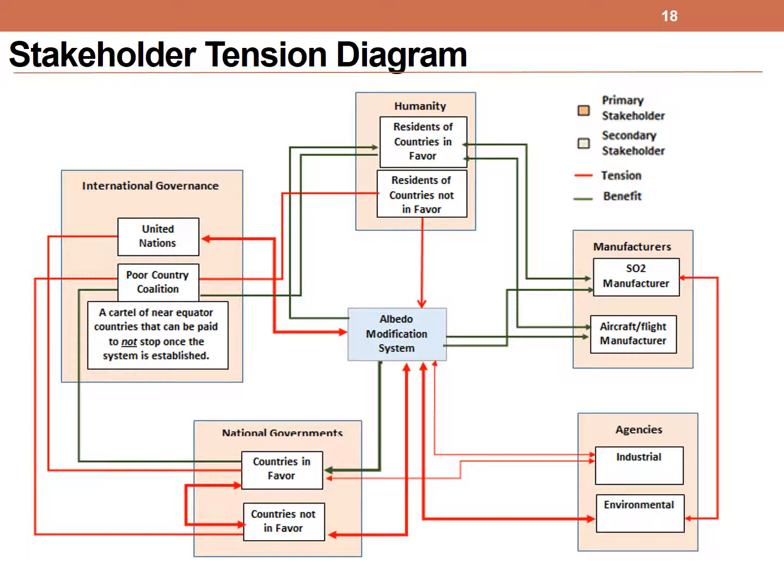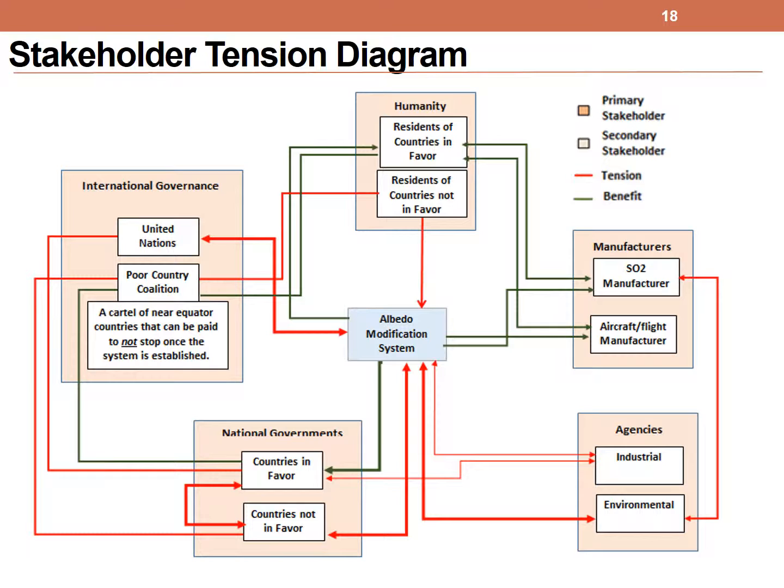What you see here is a stakeholder tension diagram. These stakeholders are made up of humanity, international governance, national governments, manufacturers, and agencies. Sulfur dioxide manufacturers and aircraft and flight manufacturers will benefit from this system as it will produce jobs. The industrial agencies and environmental agencies will both be adversely affected. The industrial agencies will have carbon dioxide emission caps and reduction goals that they would have to adhere to, and environmental agencies will be concerned about the environmental impacts this system can cause.